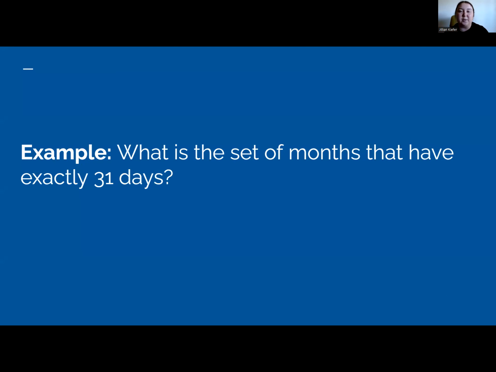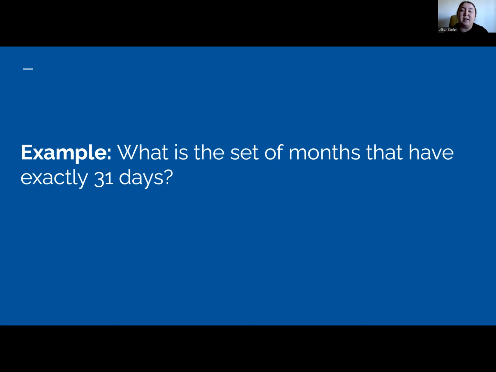First off, we're just going to talk through an example. What is the set of months that have exactly 31 days? So we want to think of all the months that have exactly 31 days. We can look at a calendar if you want. You can think of that rhyme. I think it's 30 days have September, April, June, and November. So those are all the months with 30 days. February does not have 31 days. It has 28 days typically, although sometimes 29.